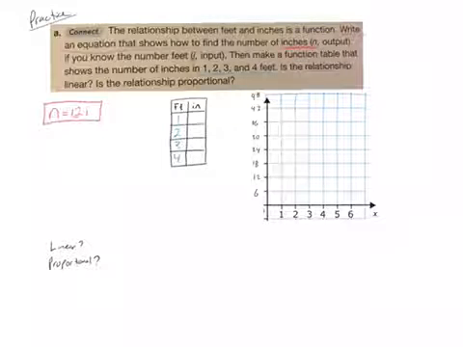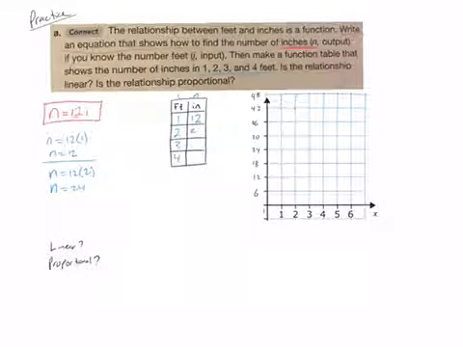So if I wanted to calculate that, these are my f's, and these are my n's. So if I wanted to find my n's, I'd just say 12 times 1. So it means n is equal to 12. So that would go here. n is equal to 12 times 2, which means n is equal to 24.